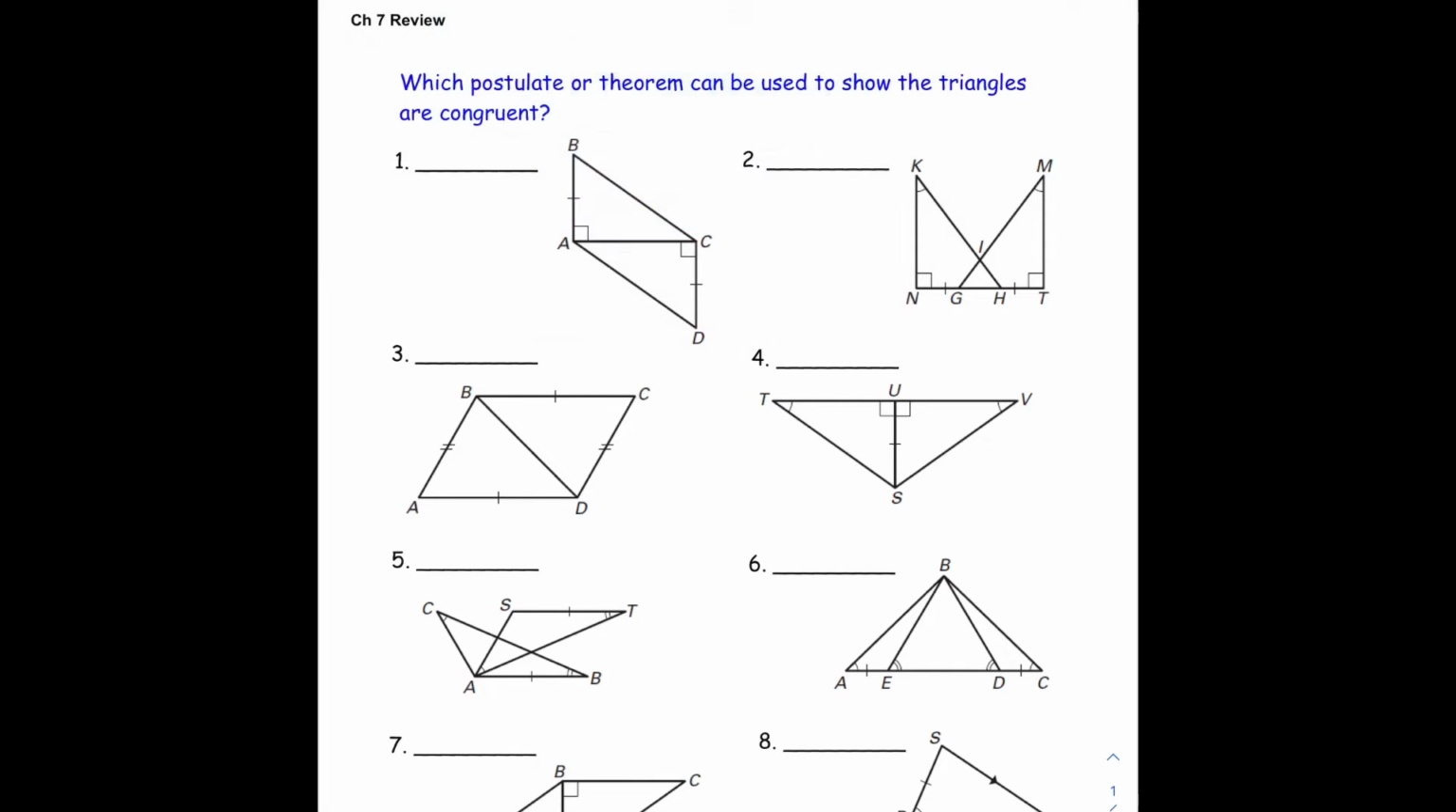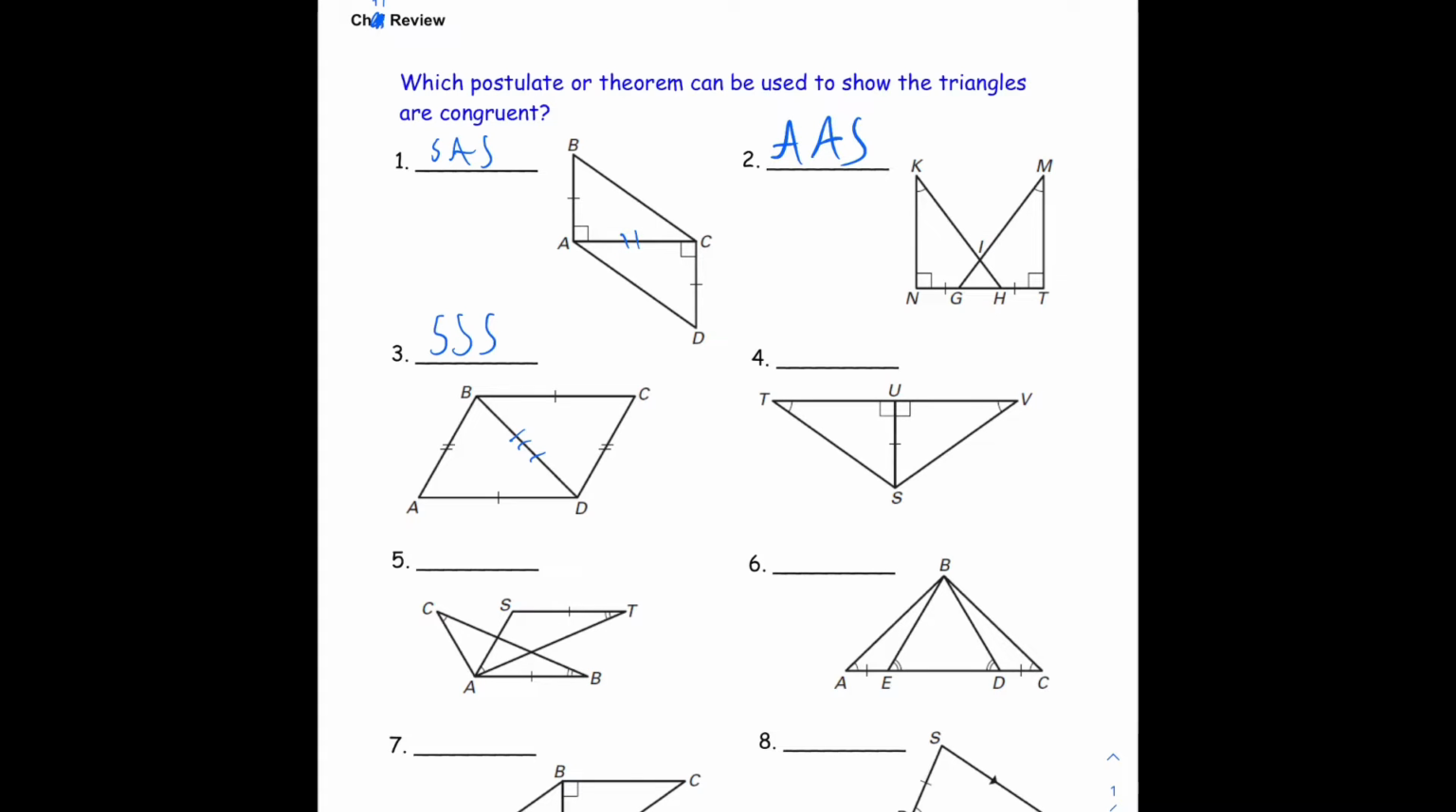Okay, looking at our review again, please try this on your own first. Which postulate or theorem? We see we have a shared side, so that's going to be side angle side. Over here it looks like we have an angle and a side. Shared side, which gives us side, side, side.